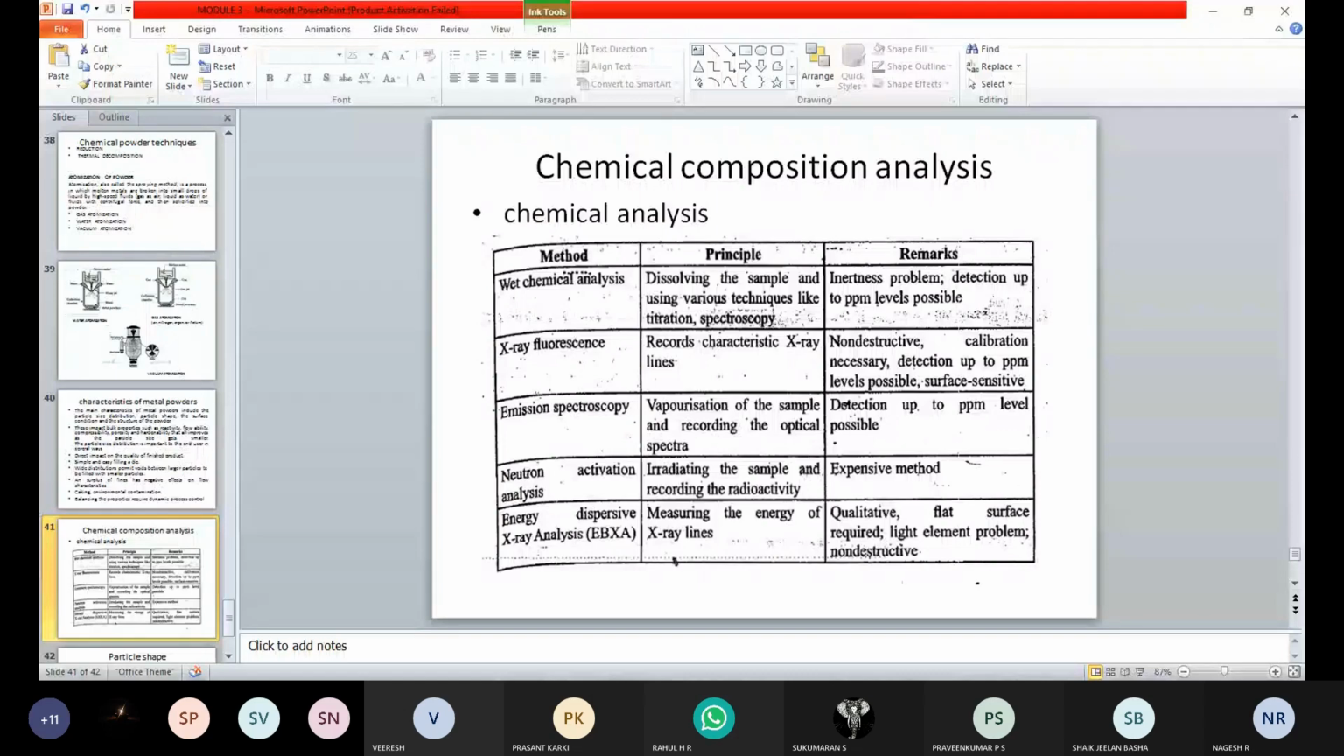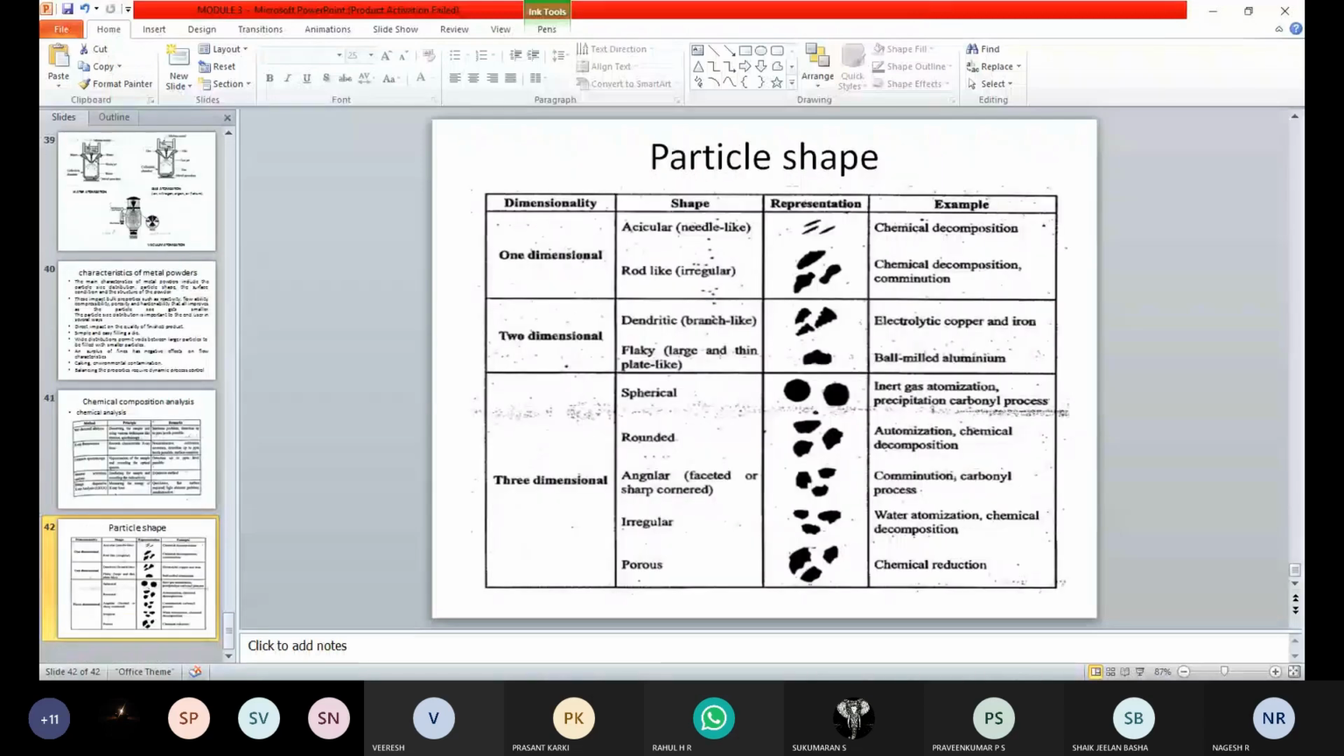Next one, these are the different particle shapes. As I said, in this topic we will have a much more impact on the particle shapes and sizes. You can see here one is one dimensional, and you can see the structure. They may ask you to describe the particle shapes, because in powder metallurgy it is mainly based on the sizes and shapes, and also surface finish.